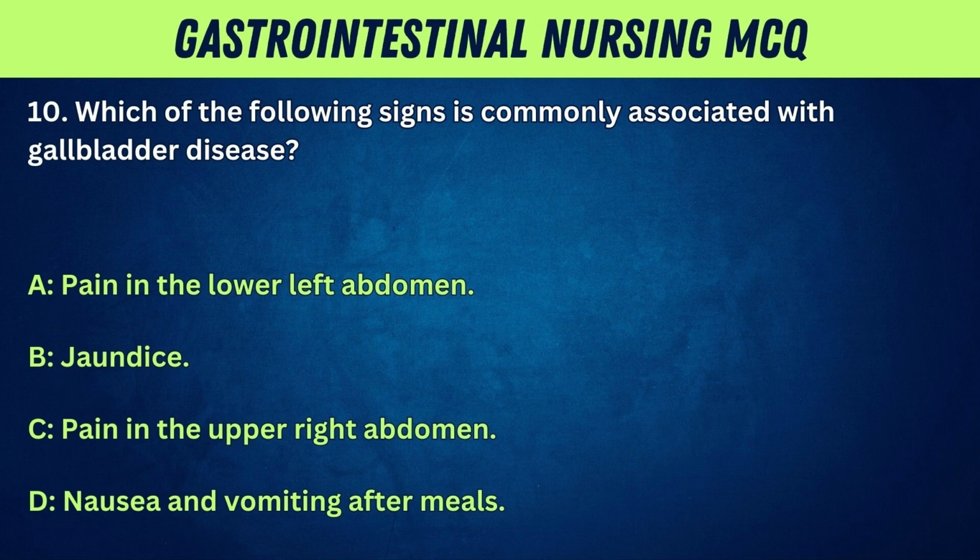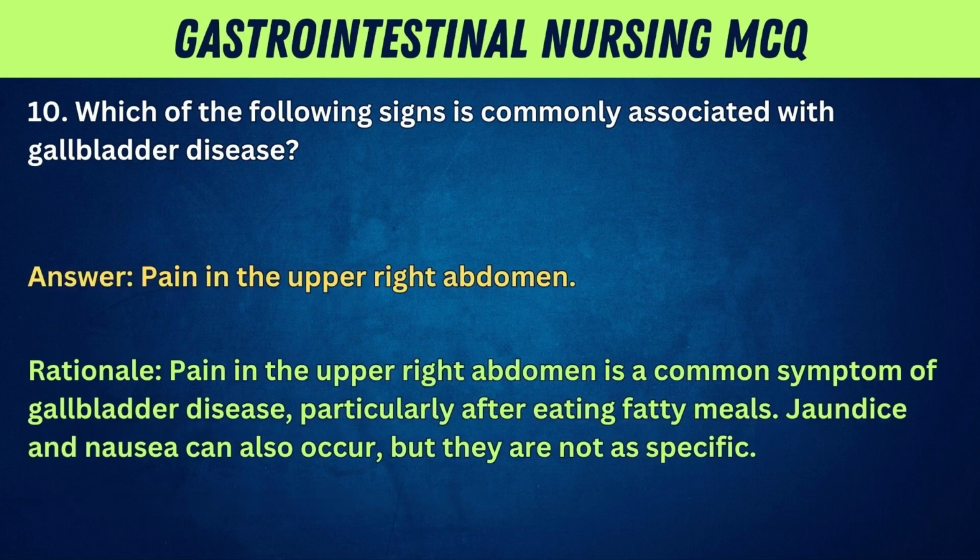10. Which of the following signs is commonly associated with gallbladder disease? A. Pain in the lower left abdomen. B. Jaundice. C. Pain in the upper right abdomen. D. Nausea and vomiting after meals. Answer: pain in the upper right abdomen.